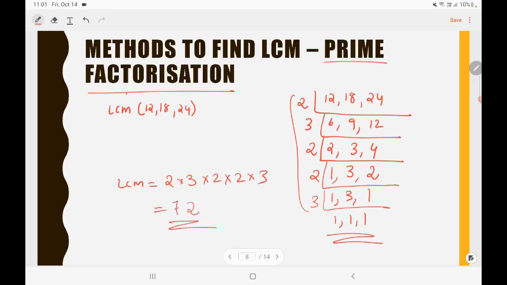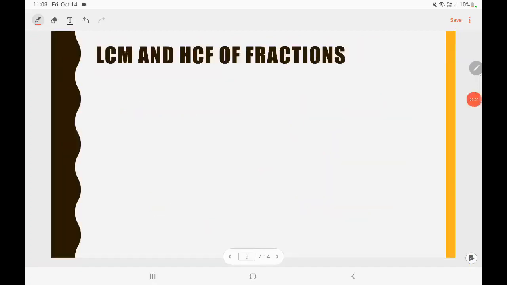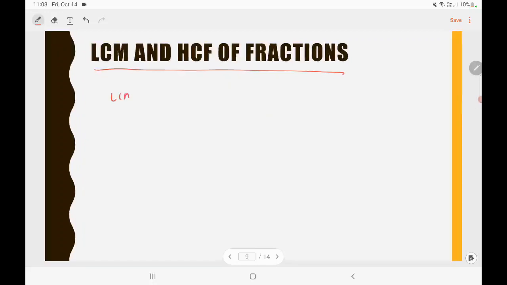Okay, so LCM of 12, 18 and 24 is 72. Now let us see how we can find out the LCM and HCF of two fractions. So if you are asked to find out the LCM of A by B and C by D, and also if you are asked to find out the HCF of A by B and C by D.